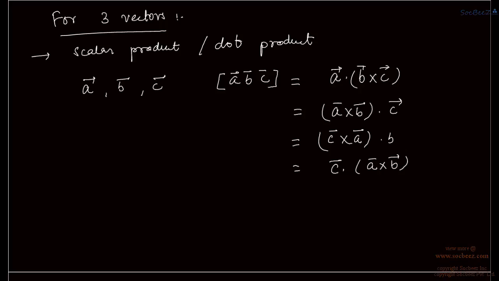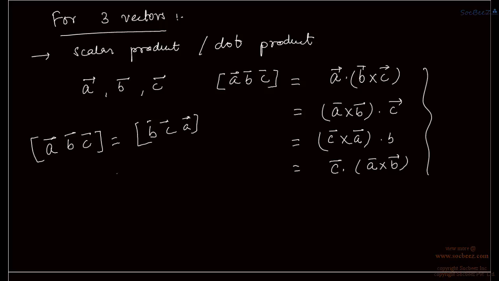See, B cross C will give another vector, and its dot product with a vector always gives a scalar quantity. So this bracket can be defined by any of these four forms. Basically we can write the bracket ABC as the bracket BCA, also equal to the bracket CAB. We are not changing the relative position of A, B and C; we are just rotating A, B, C. We can take CAB, BCA or ABC, and we will get the same value throughout.